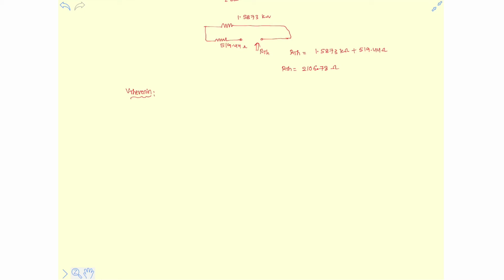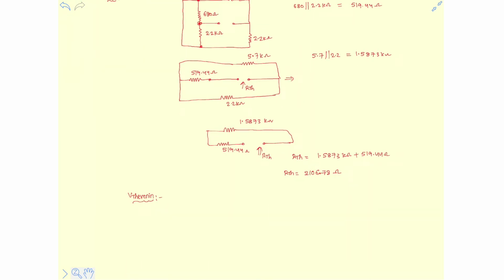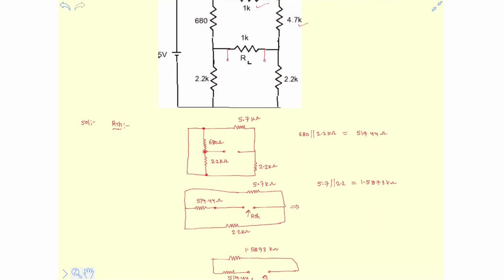Now let's calculate V Thevenin, which is the open circuit voltage across the load RL. So for that let's draw the entire circuit again. This is the 5 volt source. This is the 680 ohm resistor. This is the 2.2 kilo ohm resistor.